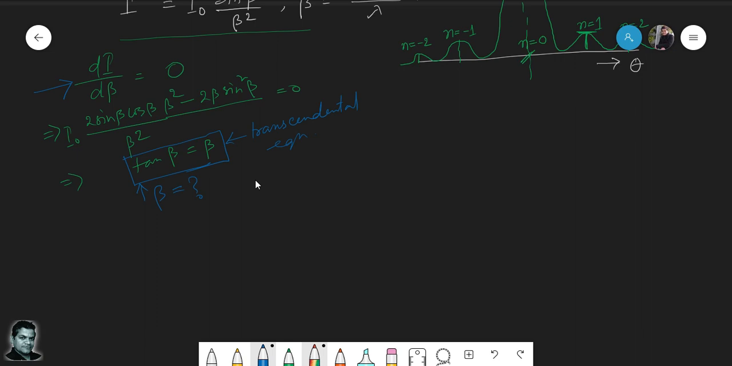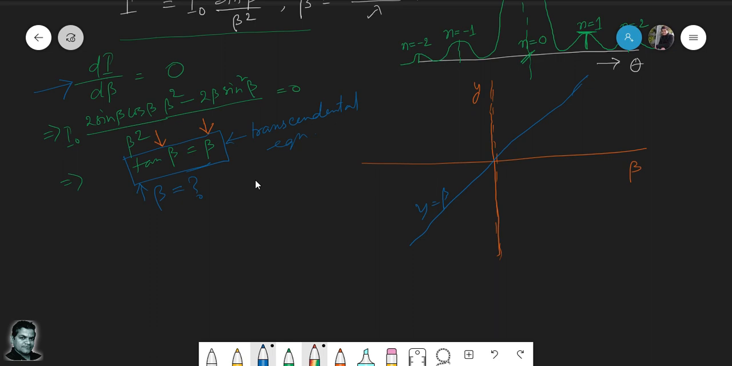Now for us, we go the graphical route. What is the graphical route? Let's say this is beta. We have one function and another function, and we plot both of these functions separately. One function is y is equal to beta, and we have another function, y is equal to tan beta, and we plot that.